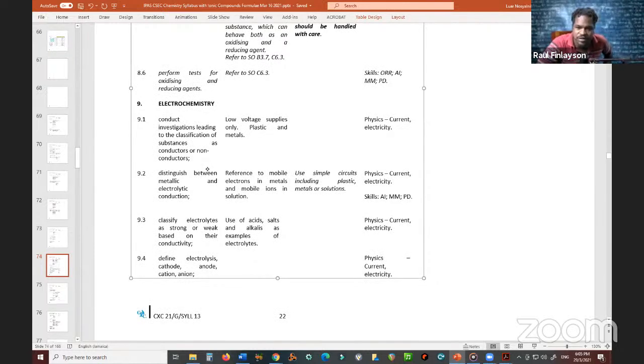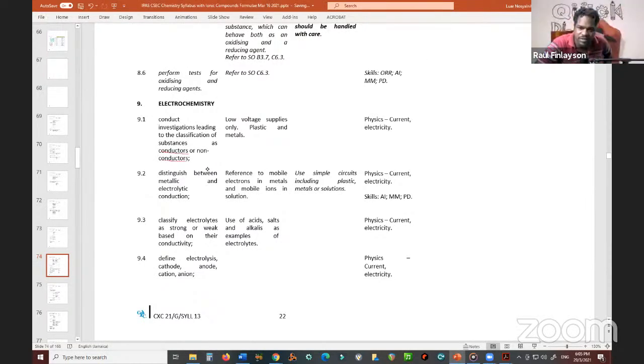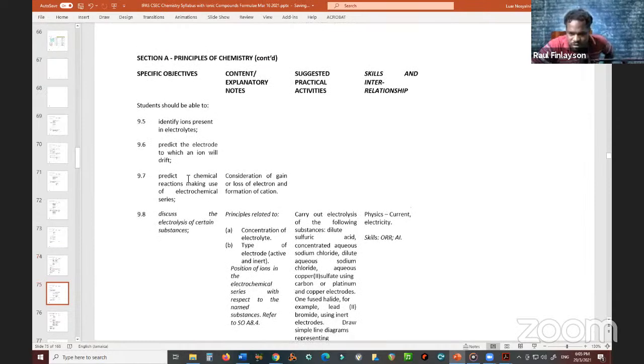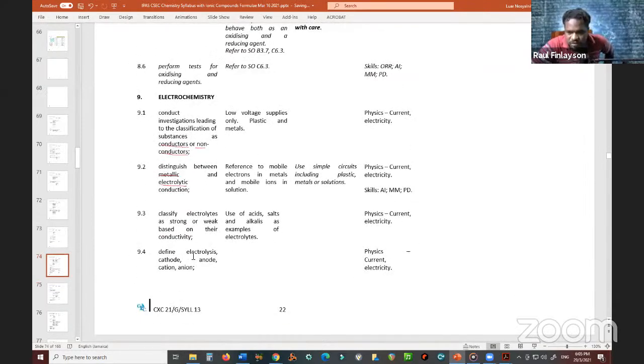It says here, conduct investigations leading to the classification of substances as conductors or non-conductors. All right, fine, so that's basic stuff. We're not really going to spend time on that one. But distinguish between metallic and electrolytic conduction. All right, there you go. So metallic has to do with metallic bonding. Electrolytic has to do with ions, and so we're actually doing that indirectly.